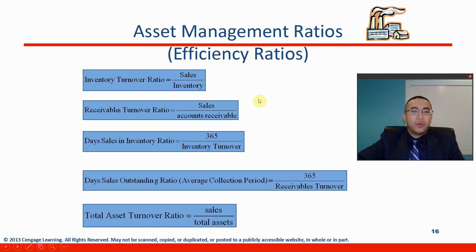And if you read above, you will have this inventory turnover ratio, which is sales over inventory. And you would know that inventory is about your products, and you're going to sell those products to the market. And let's say if in the entire year you have $100 sales and your inventory is $50, then your inventory turnover would be 2.